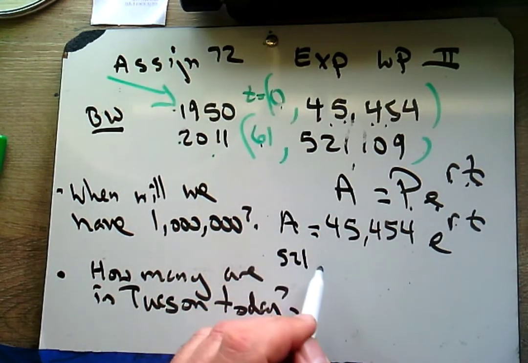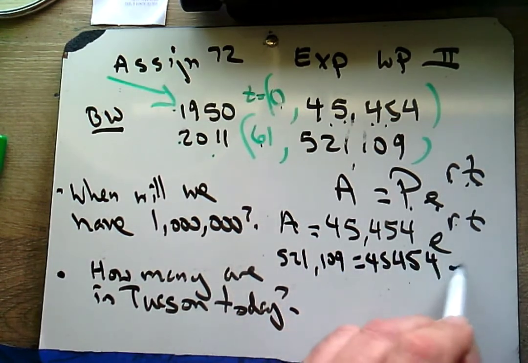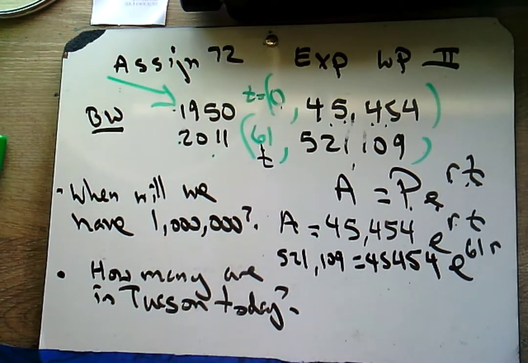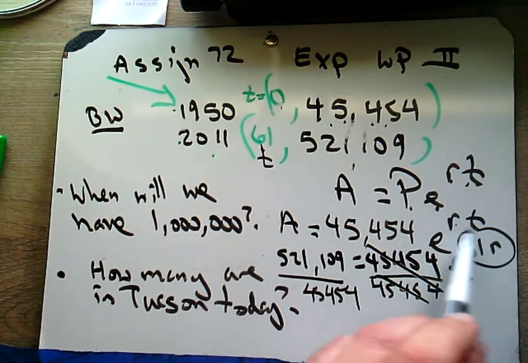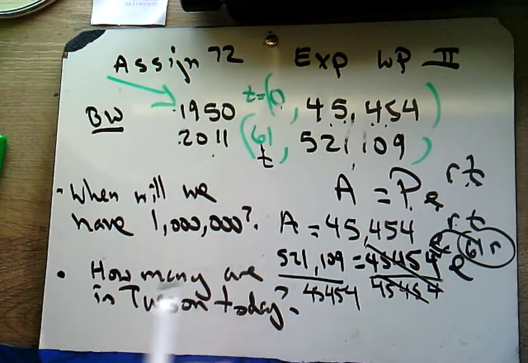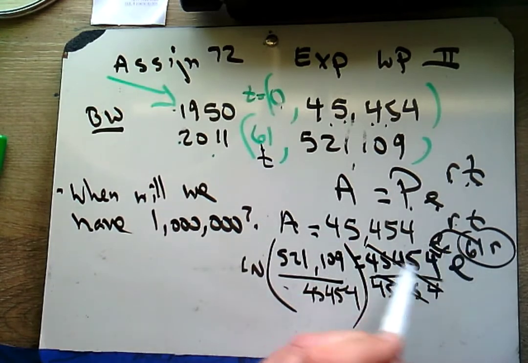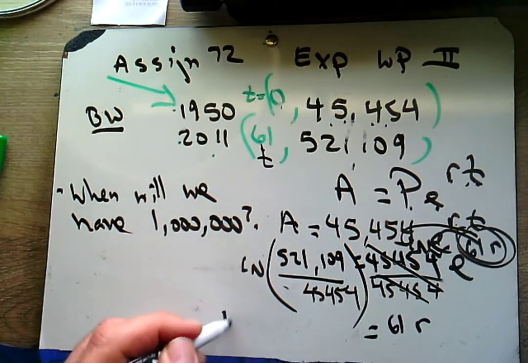So 521,109 equals 45454 e to the, we're plugging this in for t, 61r. Well, I'll start by dividing both sides by 45454. And then here, I want this exponent to come down. So I'm going to have to take the ln of both sides. So I want the ln of this stuff, and I want the ln over here, so I can bring that 61r down.